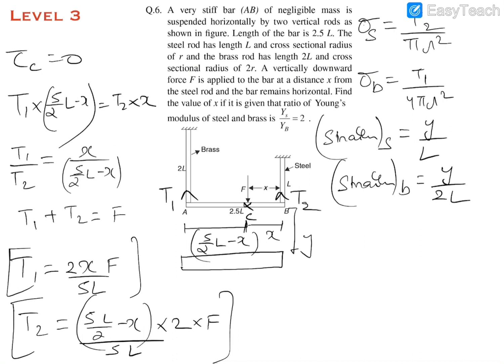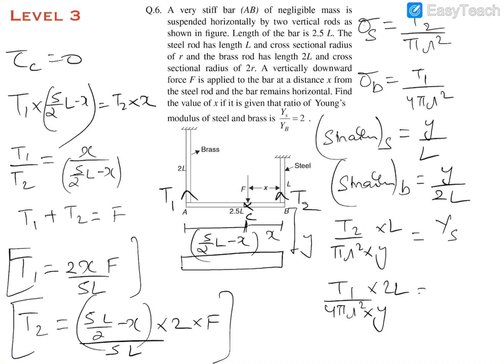Now we know that stress upon strain is Young's modulus. Therefore, for steel I am writing that stress of steel upon strain of steel will be T2 upon pi r square divided by strain in steel, y upon L, and this is the Young's modulus of steel, and T1 of brass upon 4 pi r square into the strain developed in brass, which is y upon 2L, and it is equal to Young's modulus of brass. This is equation 1, this is equation 2.